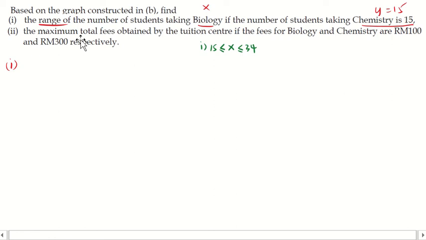Second one: find the maximum total fees obtained. You want the maximum fees obtained by the tuition center if the fees for biology and chemistry are 100 and 300 respectively. So what is your objective function? K equal to what? Obtained by biology 100x, then chemistry 300y. Okay, K equals 100x plus 300y.